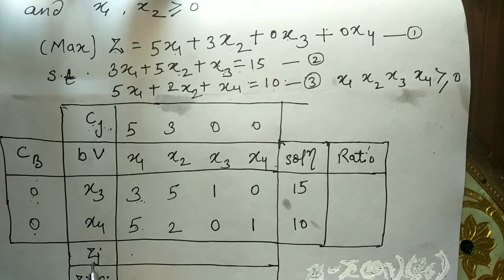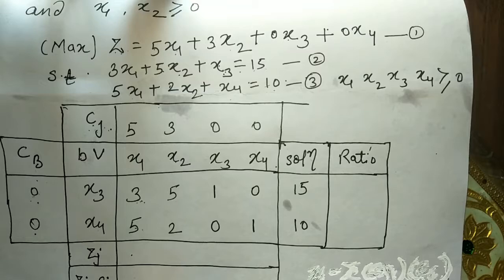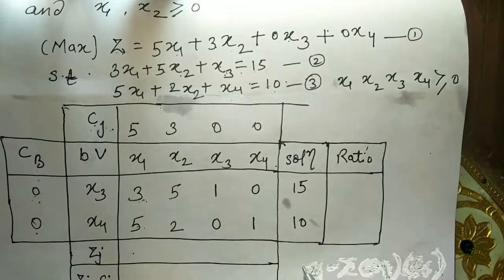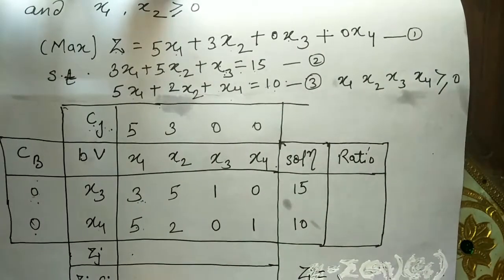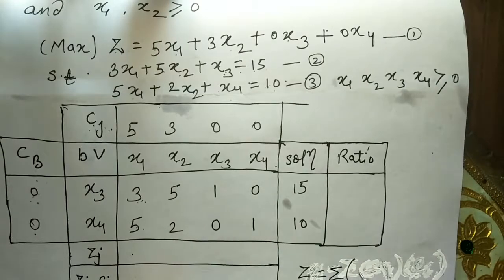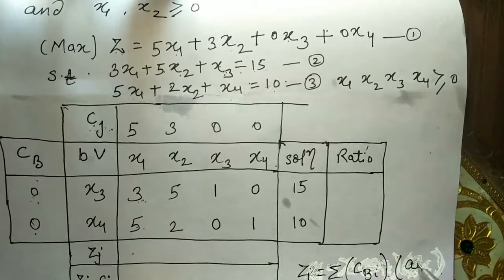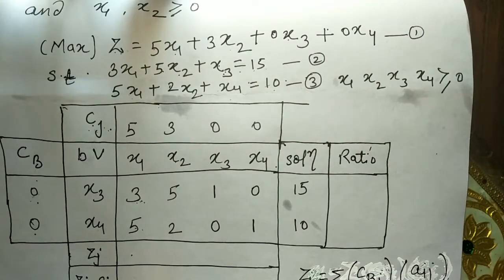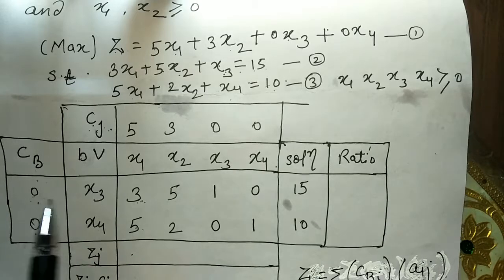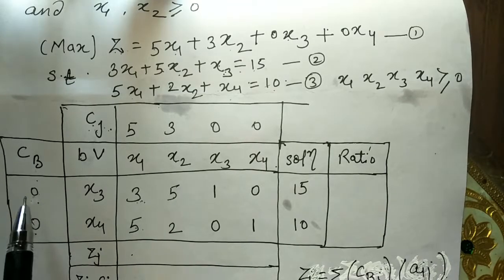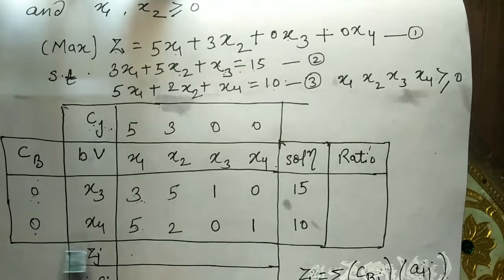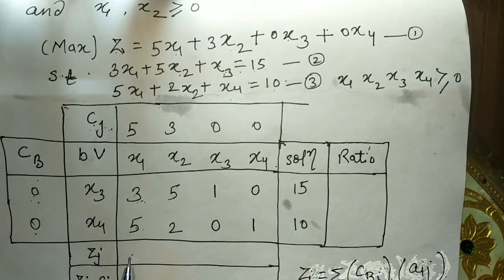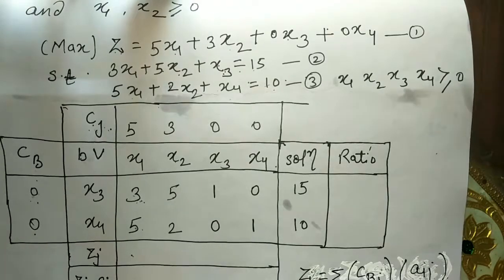Now we have to calculate Zj. For calculating Zj, there is a formula. Zj is equals to summation CBi into Aij. But we will calculate this in a very simple method. Zj is 5 into 0 plus, 3 into 0 plus 5 into 0. So here we will get Zj.